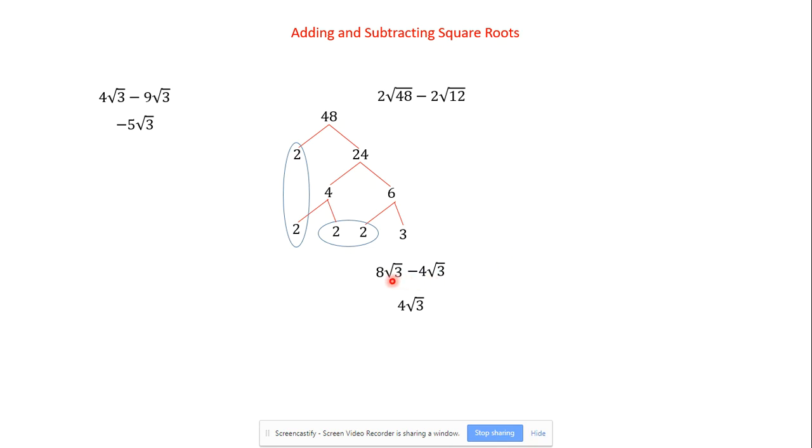If you simplified, and this would say like 8 root 5 minus 4 root 3, you'd be done. You wouldn't be able to do anything. And you would just leave it as 8 root 5 minus 4 root 3. And so that's adding and subtracting roots.